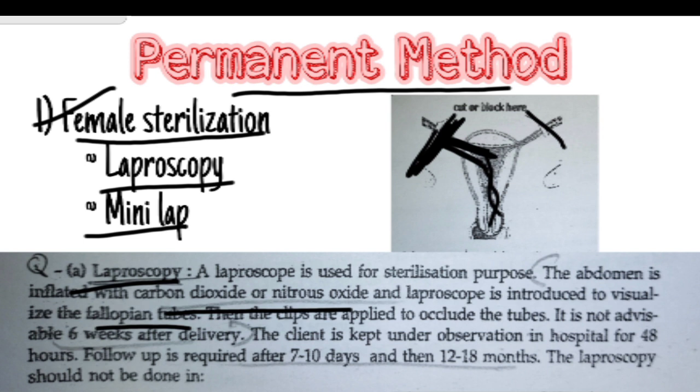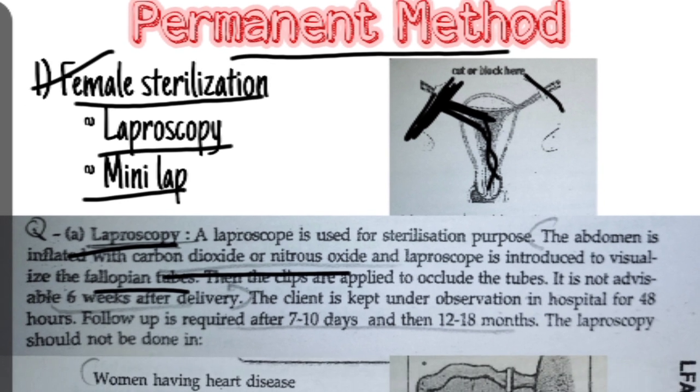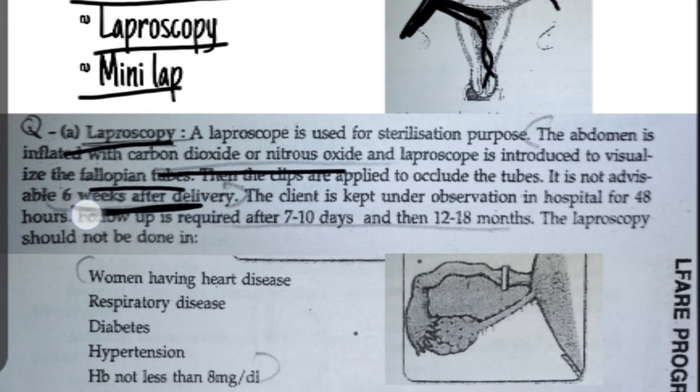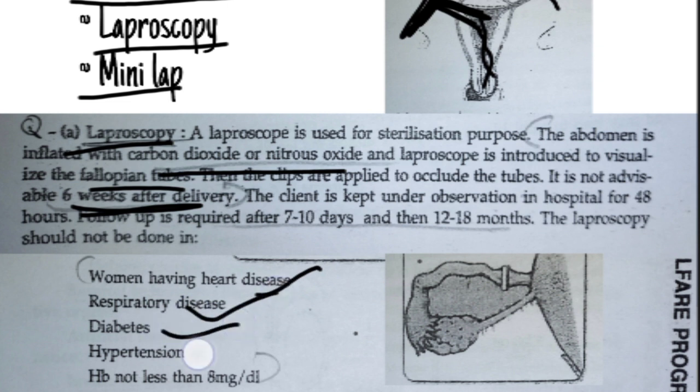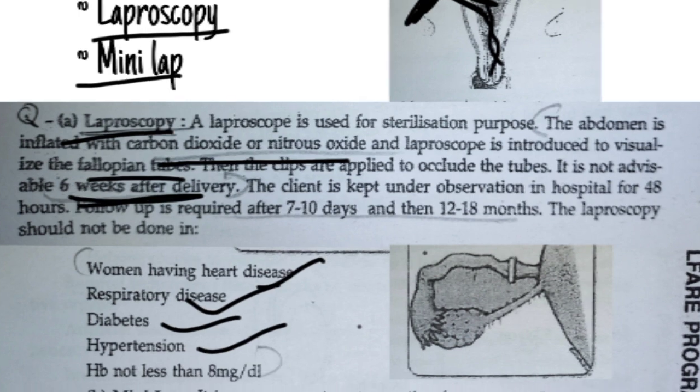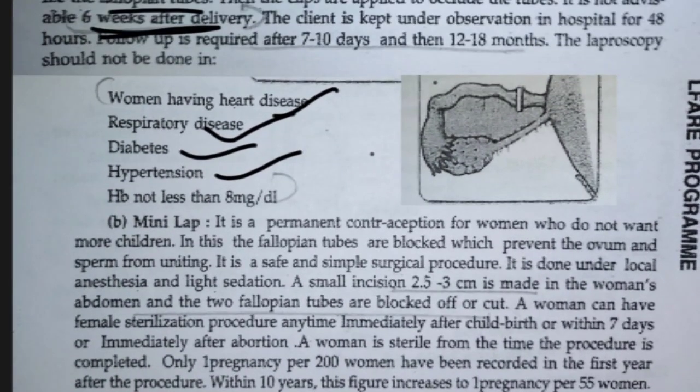And this laparoscopy has some restrictions: after delivery, for 6 weeks, the woman is not allowed to undergo laparoscopy. Apart from this, a woman who has a heart problem, respiratory system problems, diabetes or hypertension, or a blood level less than 8 mg/dL, is not allowed to undergo this laparoscopy.